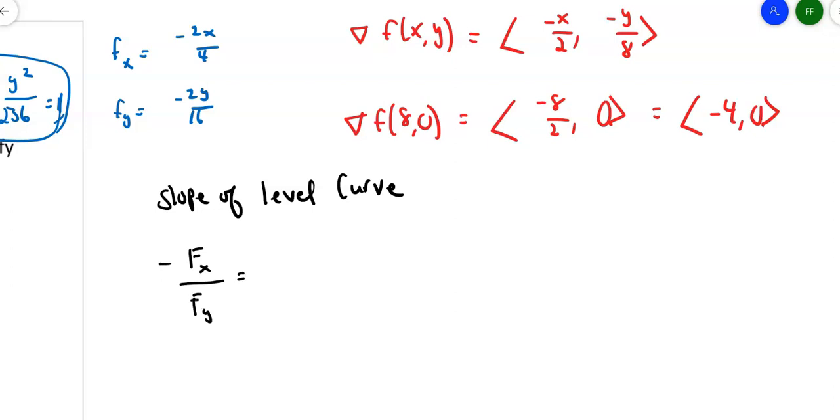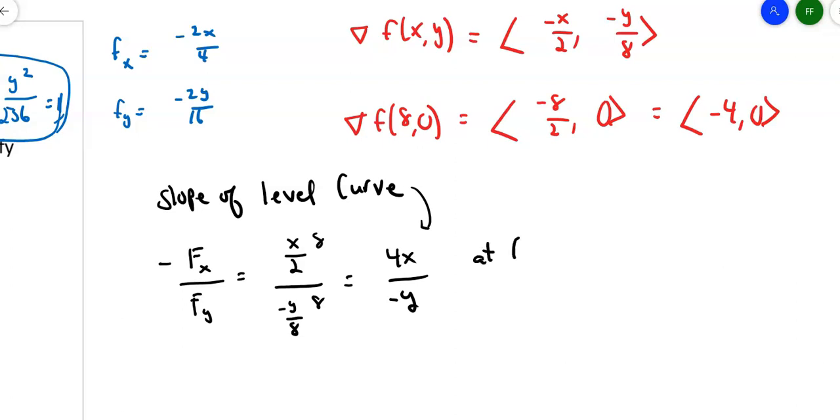So partial f with respect to x is x over 2. I'm going to change the sign to make it positive x over 2. On the bottom, I'll have a negative y over 8. All right, let's clear out our fractions here. Let's hit the top and bottom with an 8. So that will give me a 4x on the top and a negative y on the bottom. That is the slope of that level curve.